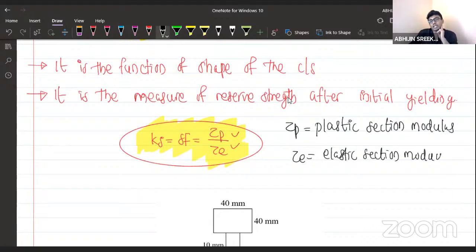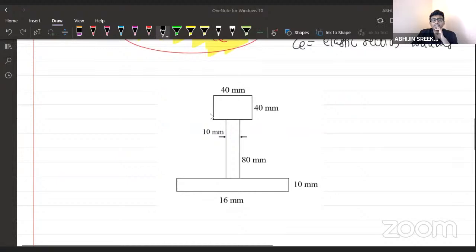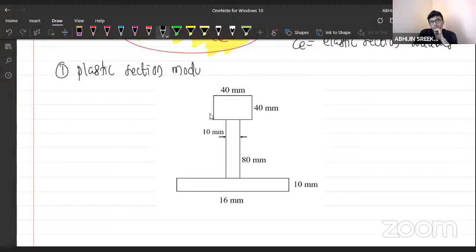So if you are able to calculate the plastic section modulus and elastic section modulus, I can easily calculate the shape factor. First of all, let's calculate the plastic section modulus. Before calculating it, I need to find the location of the plastic neutral axis. How to locate the plastic neutral axis?